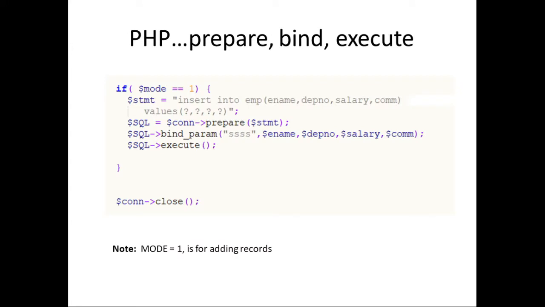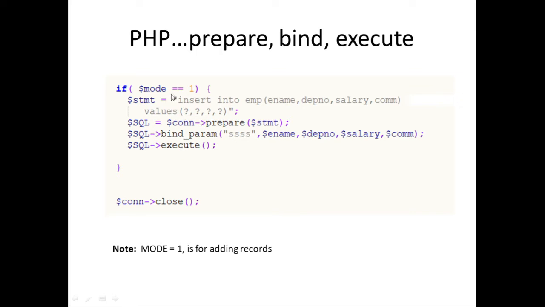I will not be discussing the connection. For the connection, of course, we need the host, the username, the password, and the database name. This was discussed in the previous demo. Here, after we open the connection, we have to prepare the statement. But here, we have mode 1. We want to reuse this file so that it can also include deleting and updating, but for now, we'll be just discussing adding.